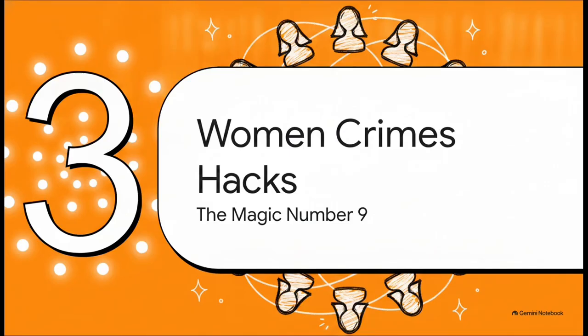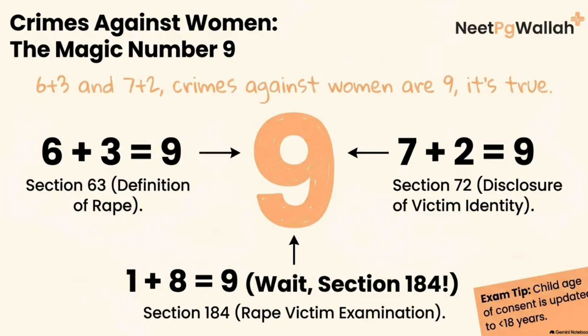Section 3, Crimes Against Women Hacks. For the sections dealing with atrocities against women, we're going to revolve around one very specific concept, the magic number 9. The crucial point here is that these specific crimes always sum up to 9. Let's break it down. Section 63 is the definition of rape, because 6 plus 3 equals 9. Section 72 is for disclosing the identity of a victim, because 7 plus 2 equals 9.